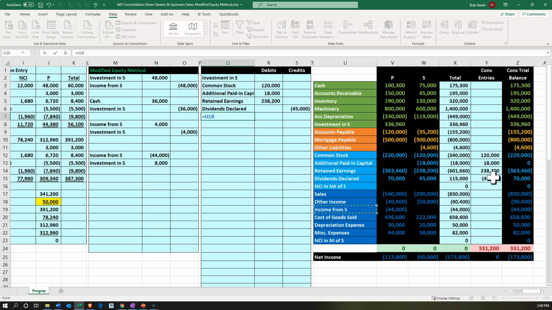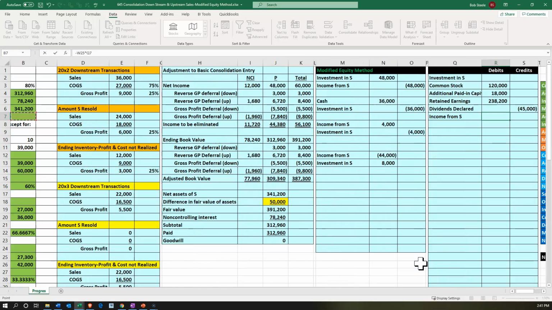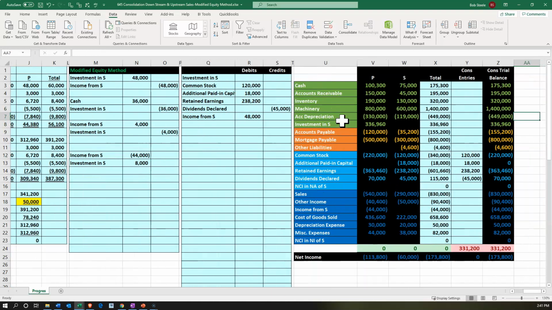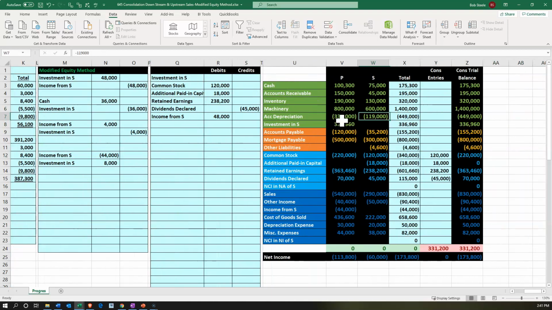I'm going to say there's the income from S. And normally what we've been doing is saying, hey, let's record that for P's portion of the net income of S, which would be a debit of the 60 times the 80%. Now we're going to adjust this according to our table over here, but it might be easy to see what we've done and then do the adjustment just to see how this works.